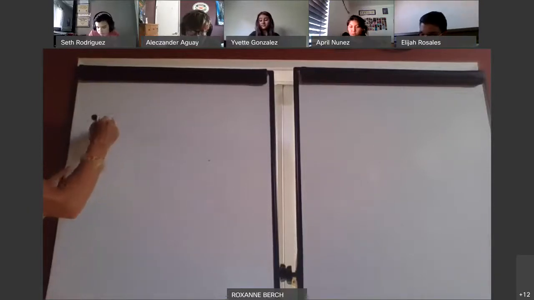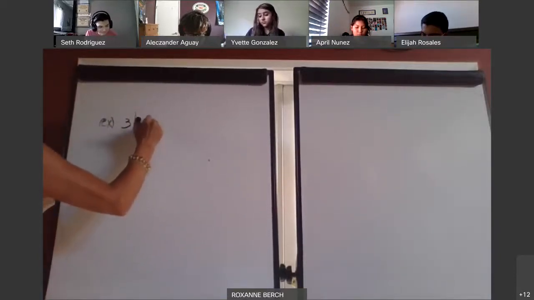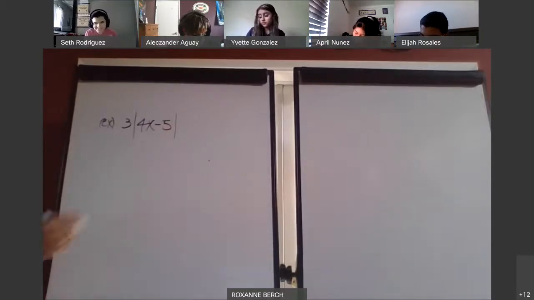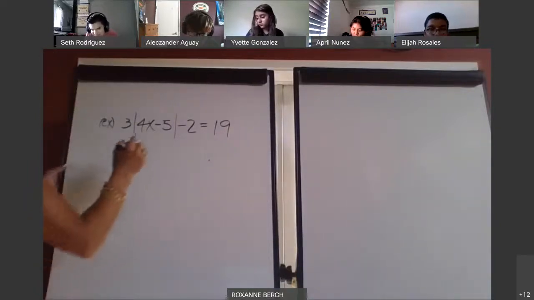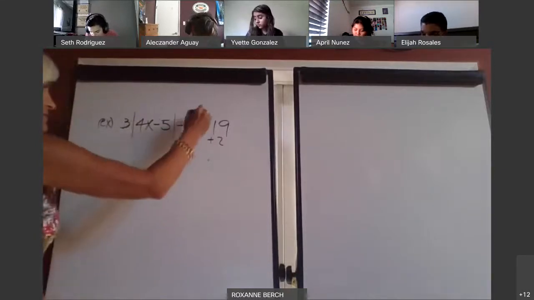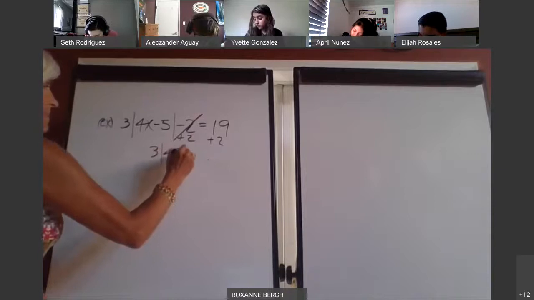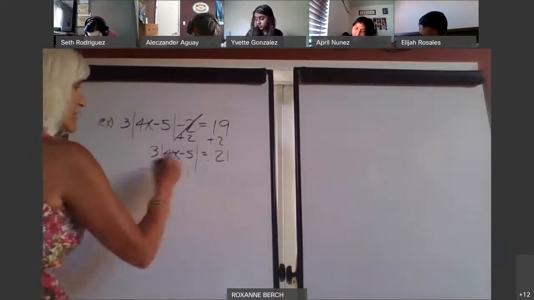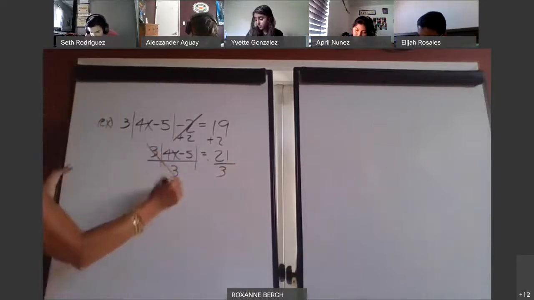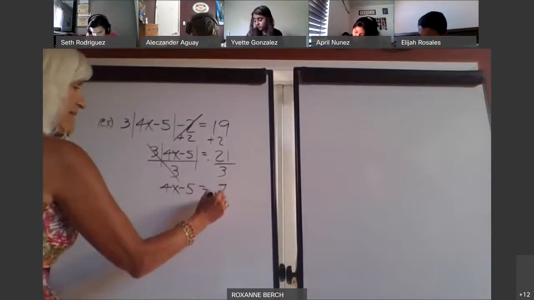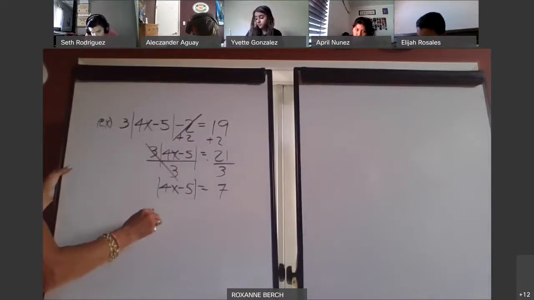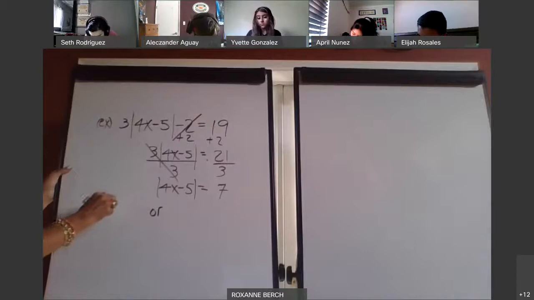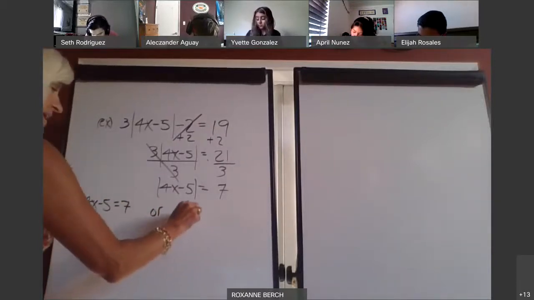Try something a little more complicated. So they want you to solve and graph on the number line. So the steps are isolate the absolute value. So we're going to add 2 to both sides. Don't get rid of that. Keep the bars. Divide both sides by 3. 4x minus 5 is equal to 7, absolute value. And now we write a disjunction. So to get rid of the bars, we're going to have the positive case and the negative case.